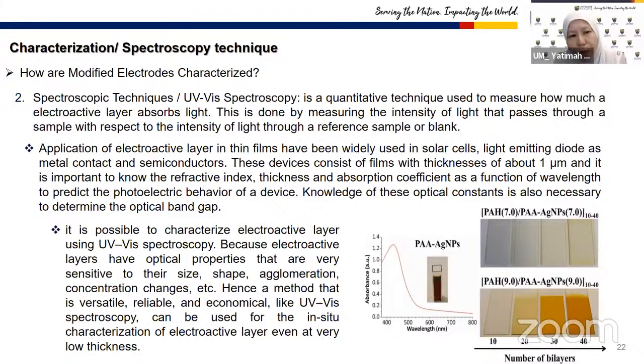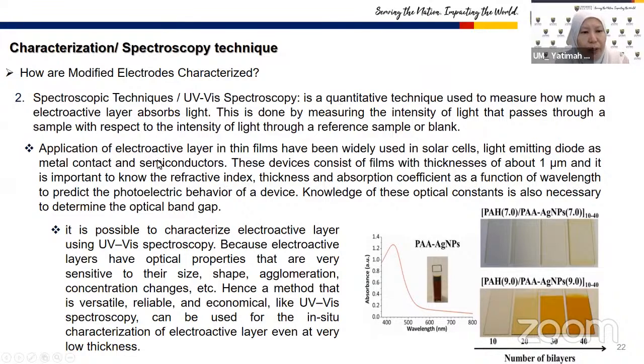The common one that you can use is actually UV-Vis or IR. That is a very common one, and I think most laboratories have this. They use UV spectroscopy. So UV spectroscopy is basically a quantitative technique, used to measure how much the electroactive layer absorbs light. This is done by measuring the intensity of light that passes through a sample with respect to the intensity of light through a reference sample or blank. So you can quantify how much the electroactive layer absorbs using this UV light.